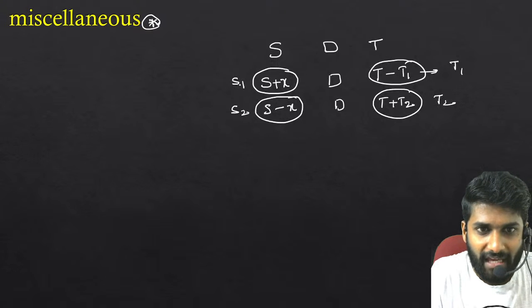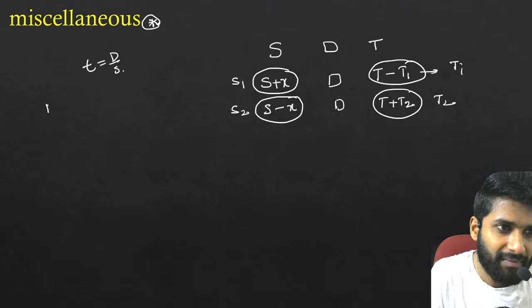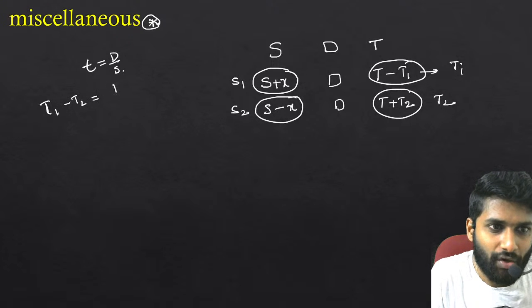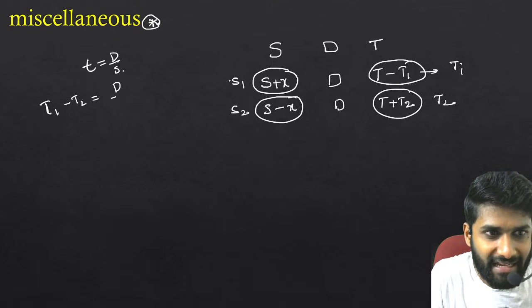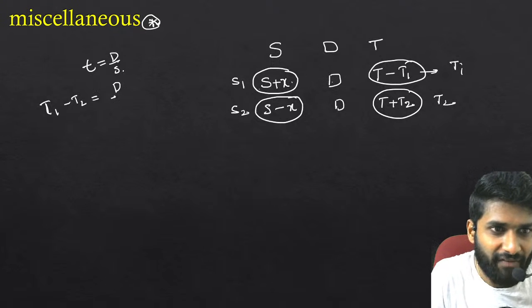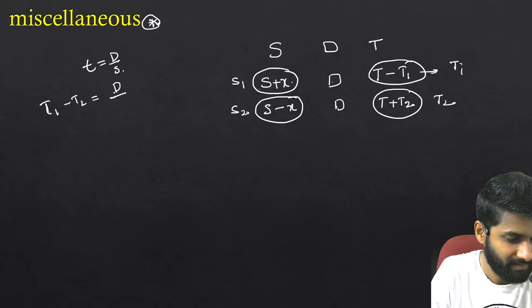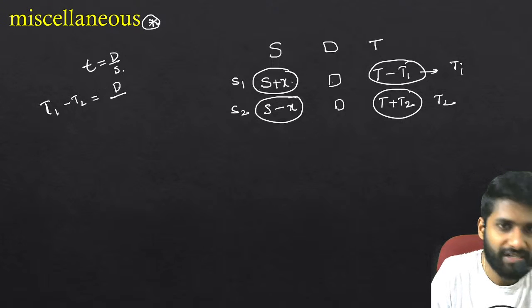Now we can see the difference of timing. What is the time formula? Time is equal to distance by speed. The difference of timing means t1 minus t2. Here the distance is constant, and here the speed. First, the distance they covered at a speed of s plus x. Clear? This is the most important application.